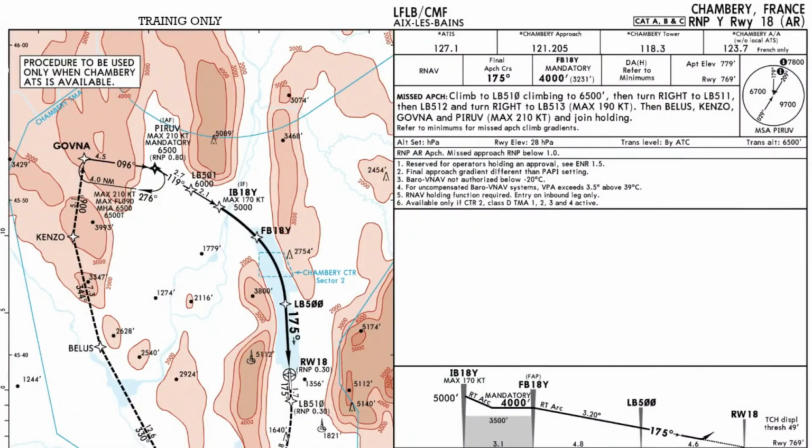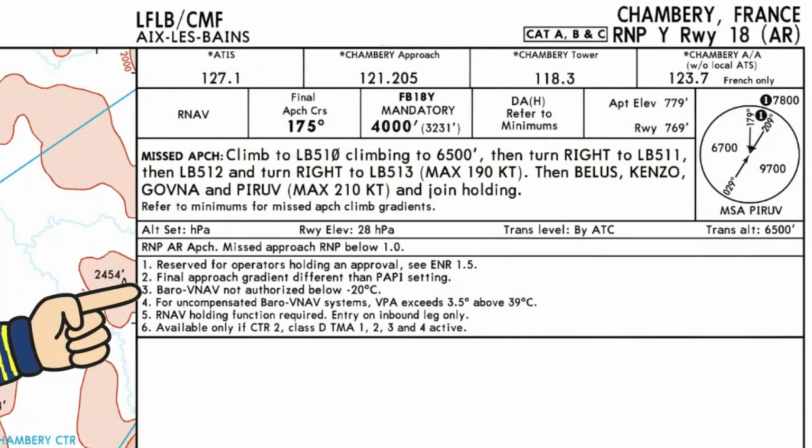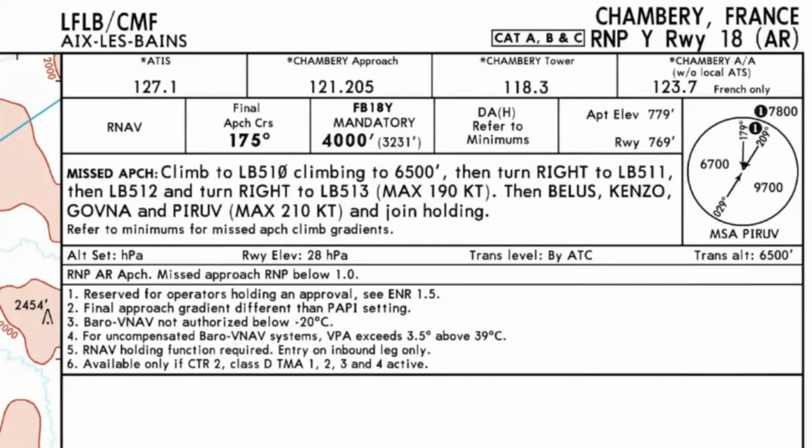We are now looking at Chambéry in France. This one is an LNAV VNAV approach equivalent. In fact, you see that, same as for all LNAV VNAV, we have indication of non-baro VNAV compensated systems, the minimum temperature at which an aircraft can fly this procedure if its navigation system cannot automatically compensate for cold temperatures.